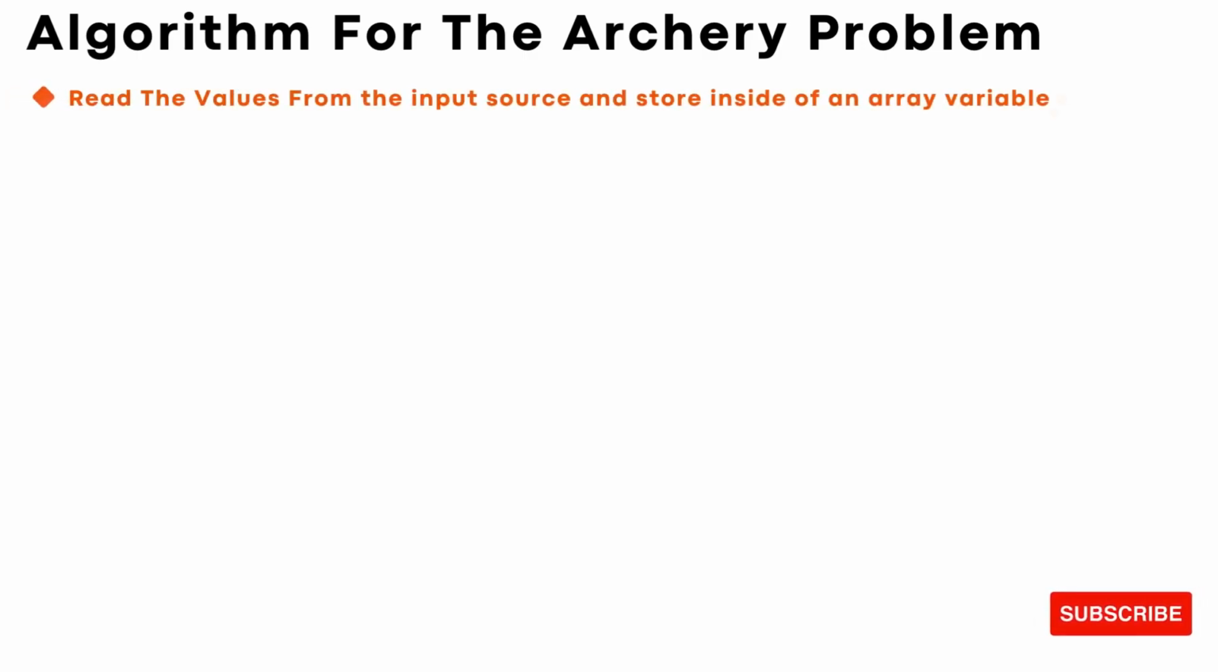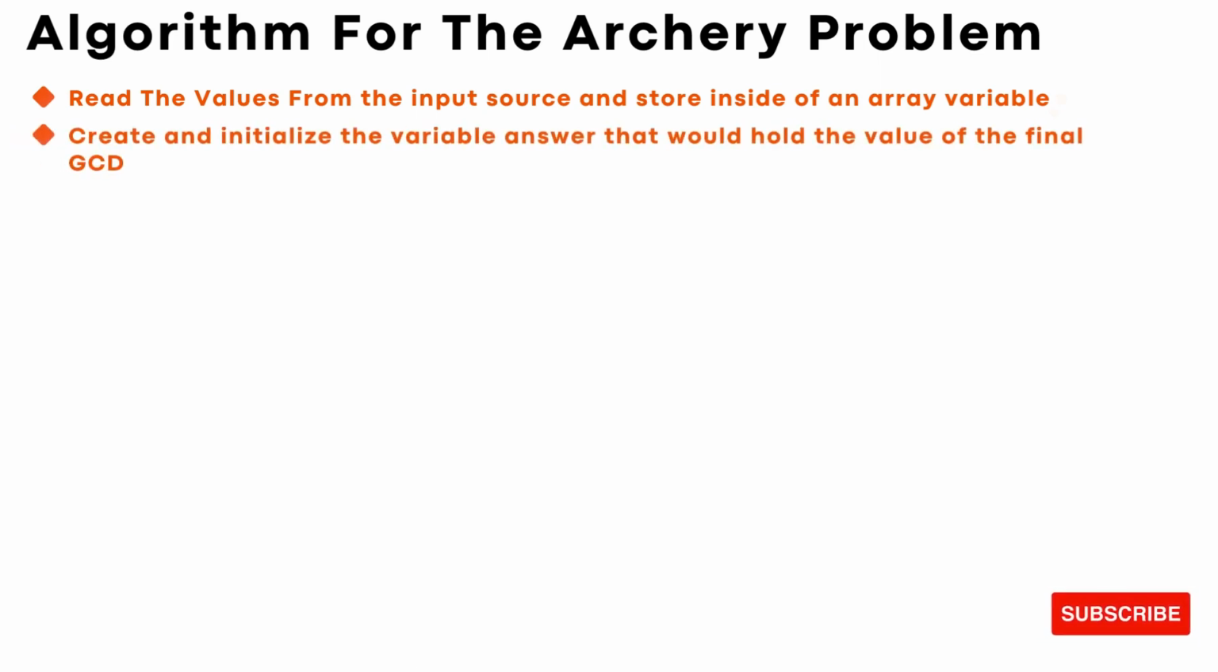So what we have here is the algorithm for the archery problem. Now we read the values from the input source and store them inside of an array. This is pretty much after noting the number of test cases. After reading those other values, we just read the values from the input source and store them inside of an array variable. That is for the archers. And we create and initialize the variable answer that will hold the value of the final GCD that is run.